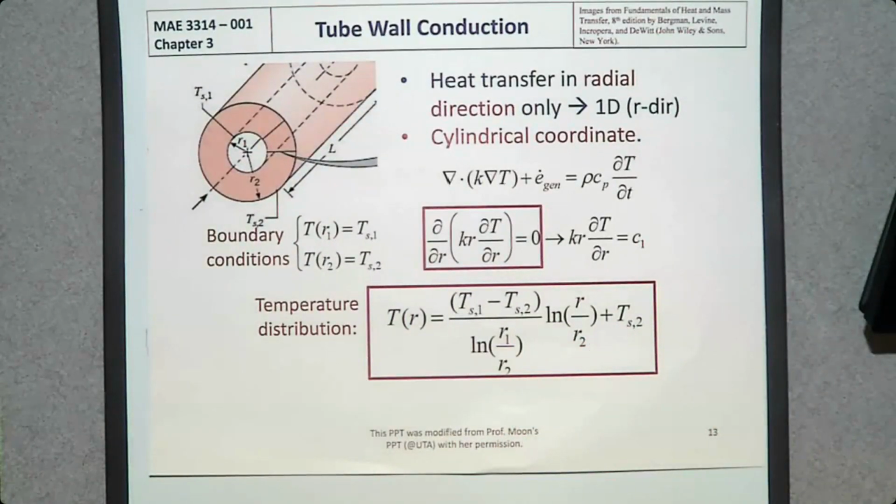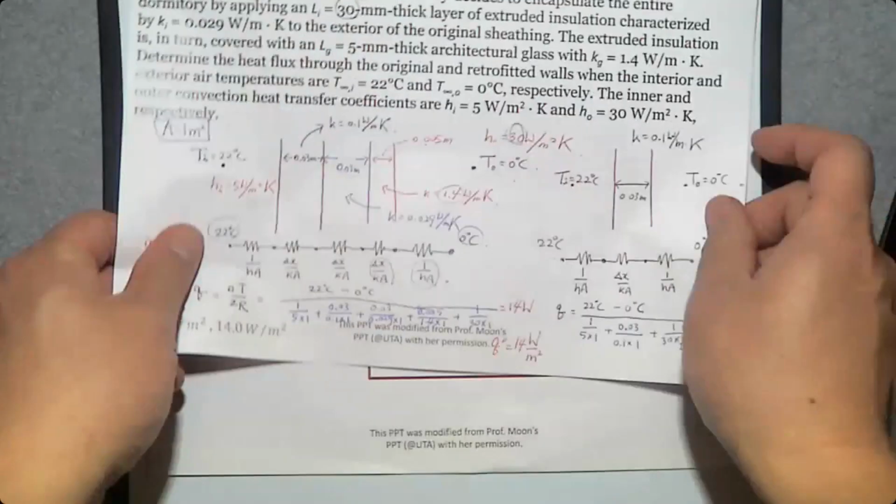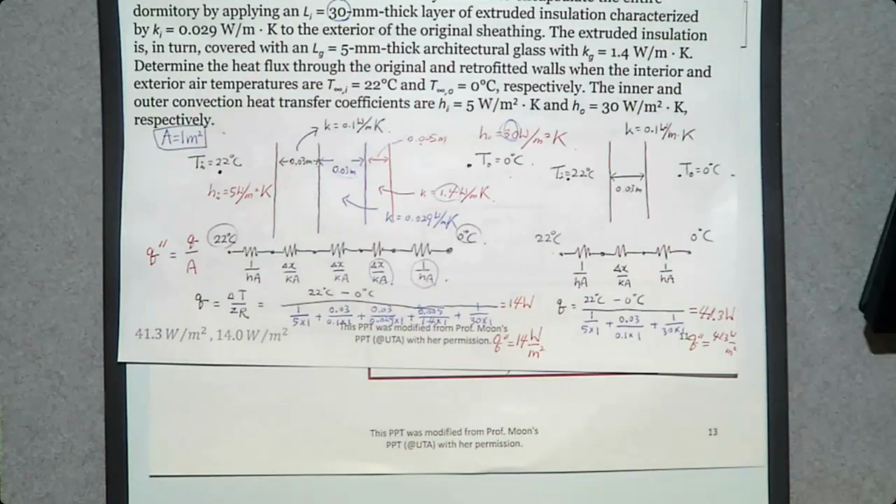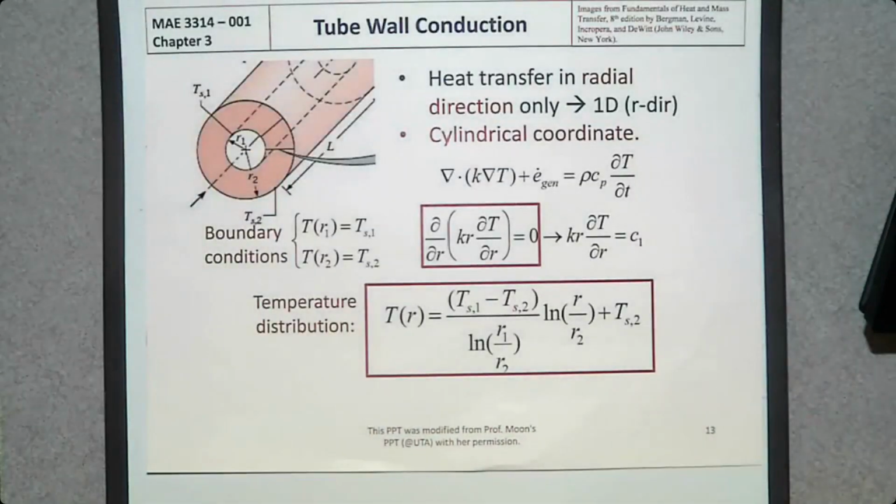What about if we have steady state heat conduction in cylindrical coordinate system, not Cartesian coordinate system? Then the question is, can we still use the same thermal resistance network? That's the question, right? Then the answer is not really. No, we can't. Then let's see why we can't.